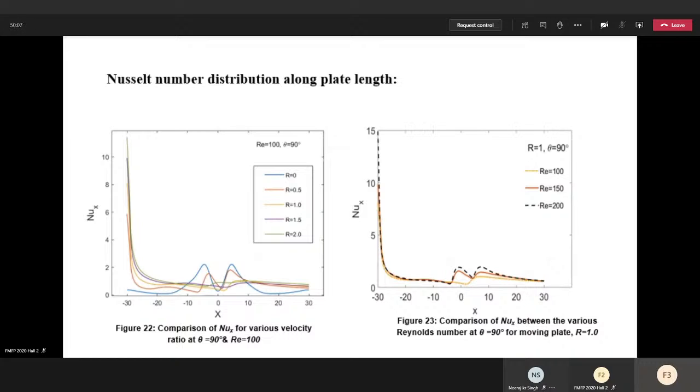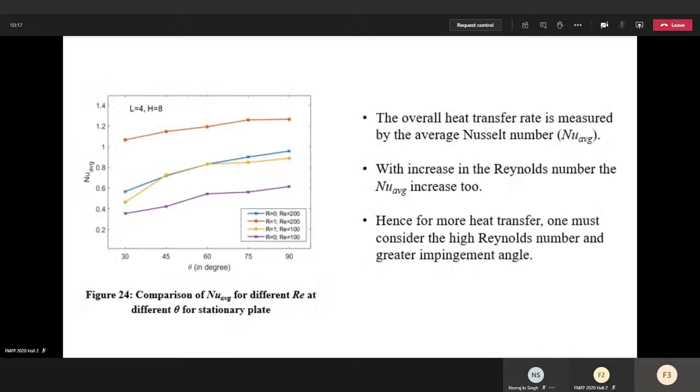Figure 23 shows the variation of local Nusselt number for various Reynolds numbers, while other parameters are kept constant, and we observe that heat transfer increases with increased Reynolds number. And figure 24 shows the comparison study of average Nusselt number for different Reynolds numbers at different impingement angles. It can be seen that when Reynolds number increases, the average Nusselt number increases too, and more heat transfer occurs at greater impingement angle.